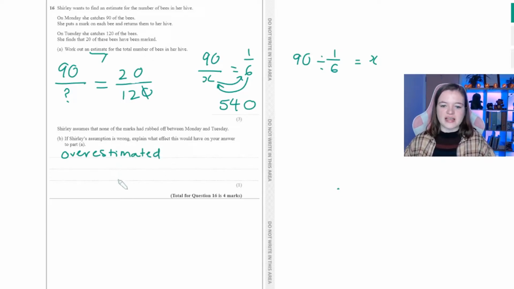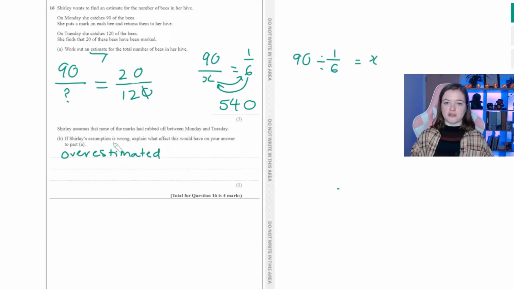The reason for that is, so she's collecting bees, right? She's collected some bees, and 20 out of the 120 that she's caught have been marked, right? Out of the 90 that she originally put in there. So if she's caught 120 bees and only 20 have been marked out of 90, that would suggest, wow, there's a lot of bees still out there, right? The other 70 that I've marked are still out there, and I've caught quite a lot of bees right now. So there must be loads and loads of bees out there, right?